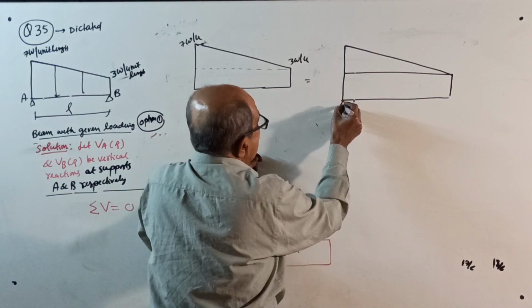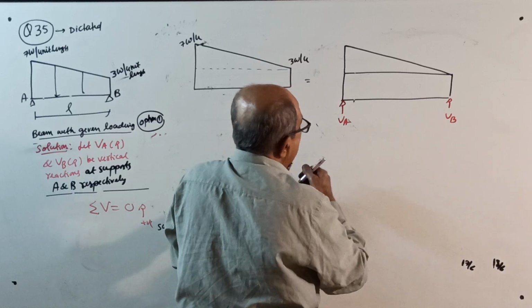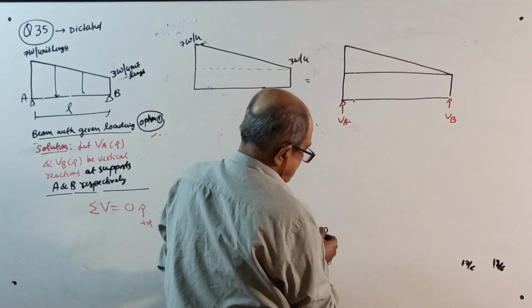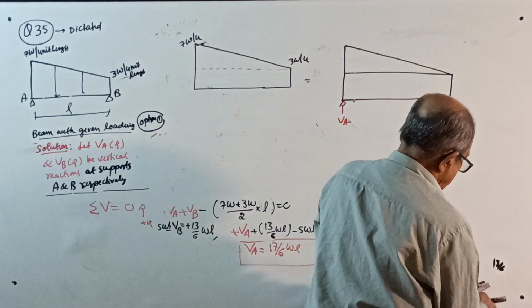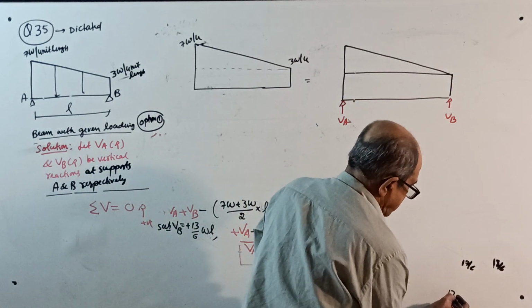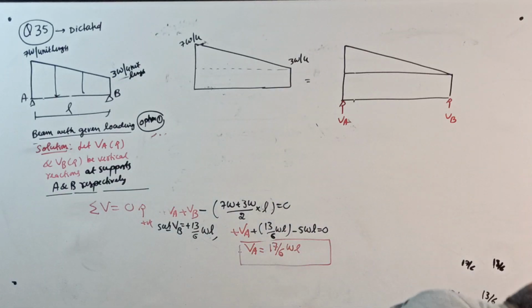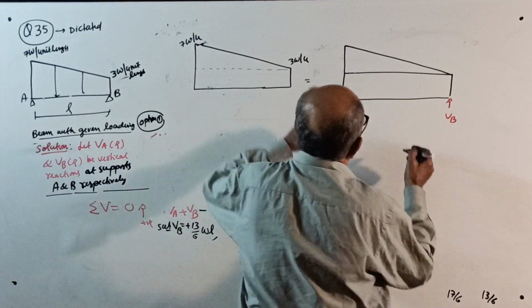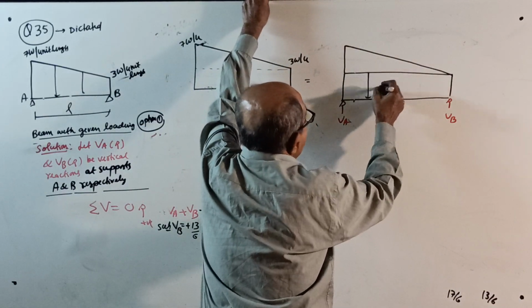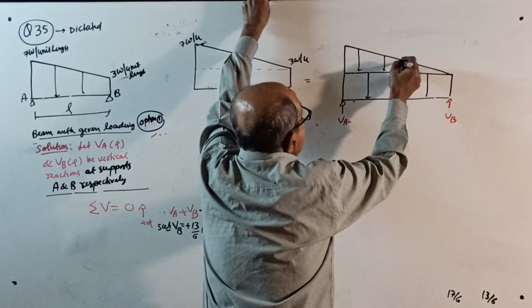Then, reactions VA and VB, to save the time, with span L. That is 13 by 6, correct? I will forget the number, but I can calculate, not a big issue. See here, this is the rectangle, and this is the triangle.